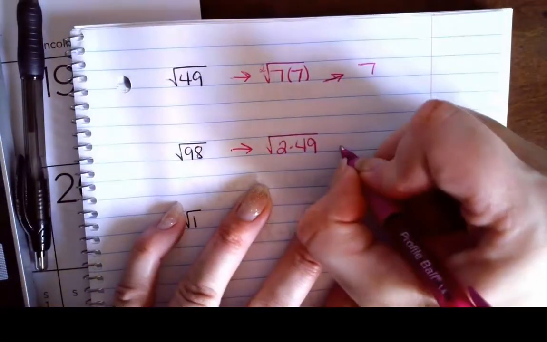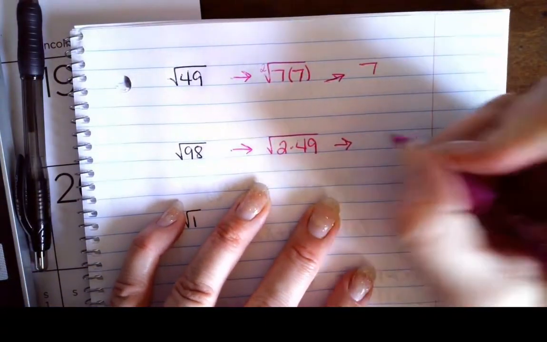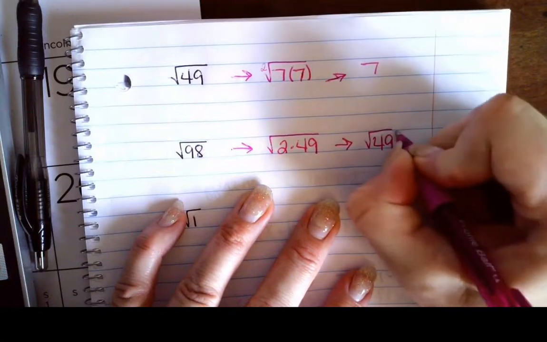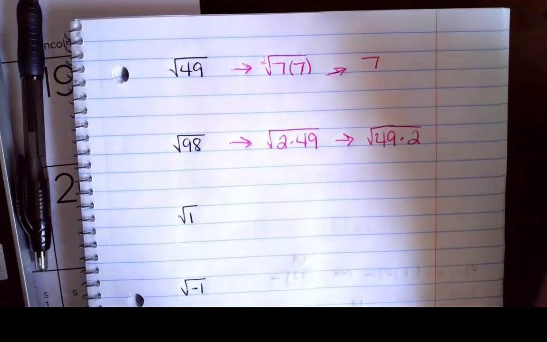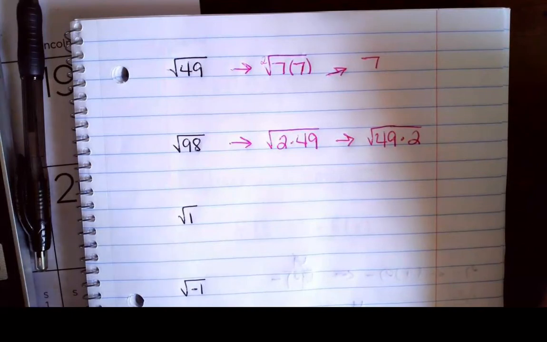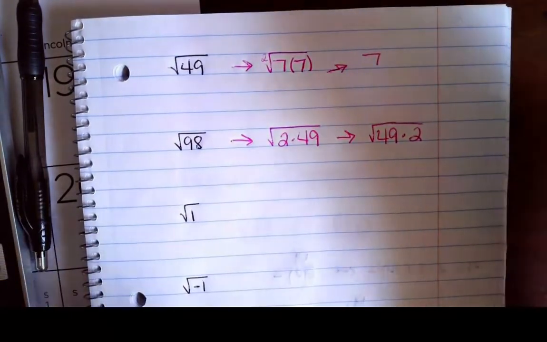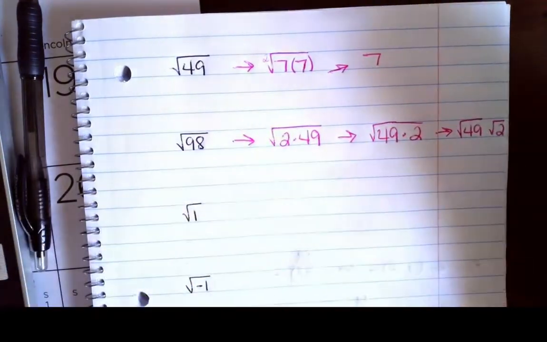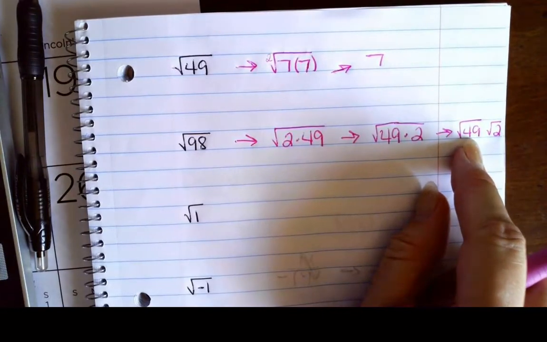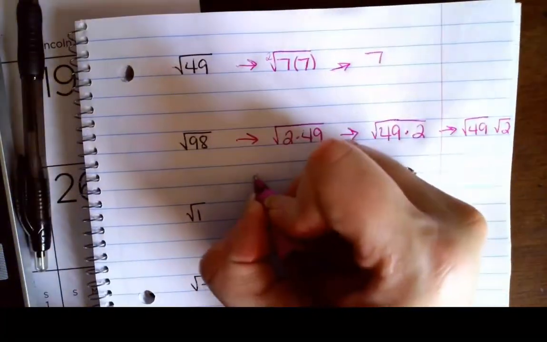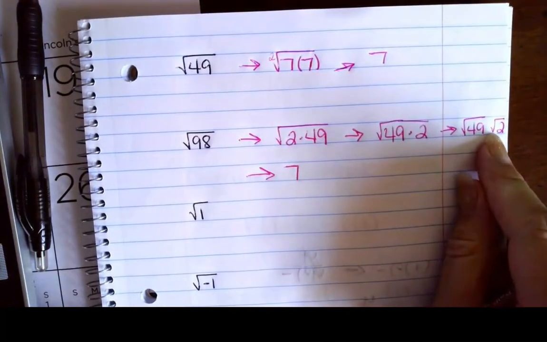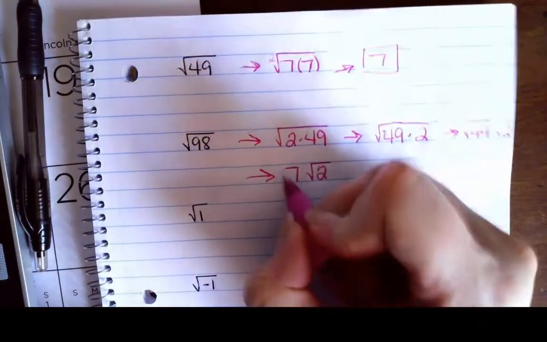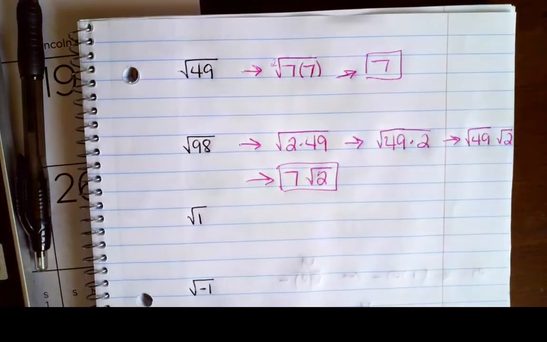Okay, so I can rewrite that and I'm going to change the order. Why? Because multiplication is commutative. So I'm going to take the square root of 49 times 2, and then each factor, which are the portions of a multiplication problem, gets its own radical. So I'm going to change that to the square root of 49 times the square root of 2. Do I know what the square root of 49 is? I do, because I just figured it out. It's 7. Do I know what the square root of 2 is? No, it's irrational. So that's going to stay inside the radical, because I cannot simplify it any further.